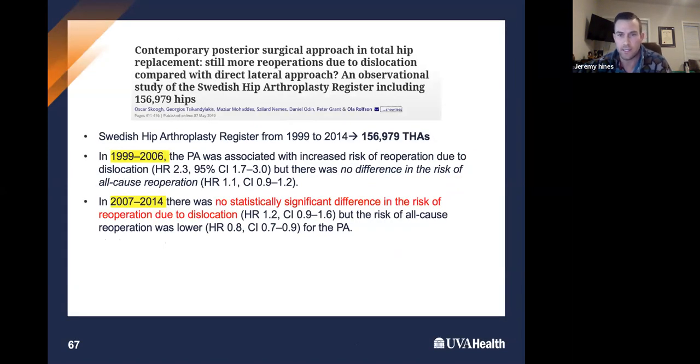There's registry data. This is the Swedish hip registry. And basically from 1999 to 2006, there's no difference in the risk of reoperation, but there's higher risk of reoperation due to dislocation with the posterior approach. Taking that from 2007 to 14, no significant difference in the risk of reoperation due to dislocation between the two approaches.